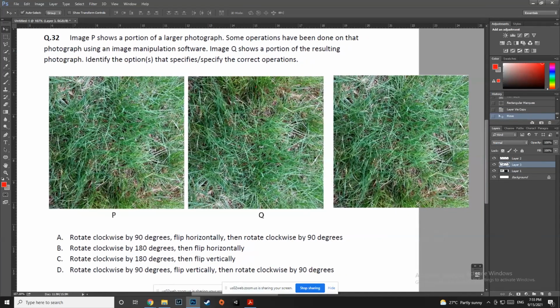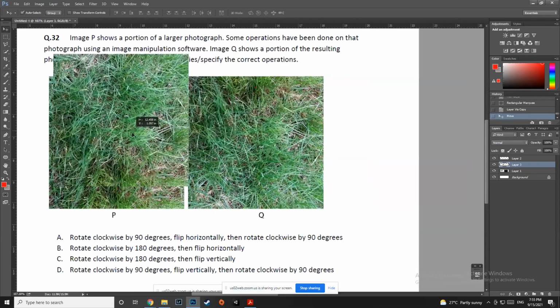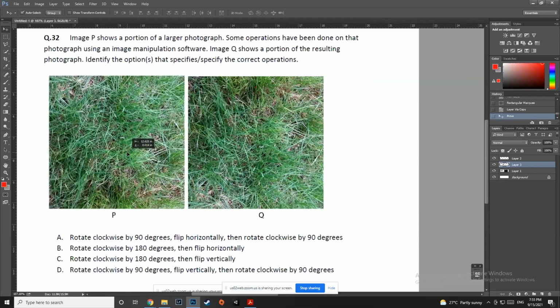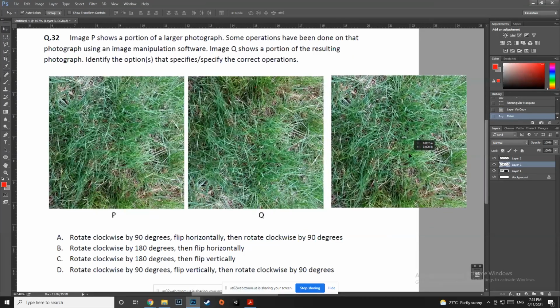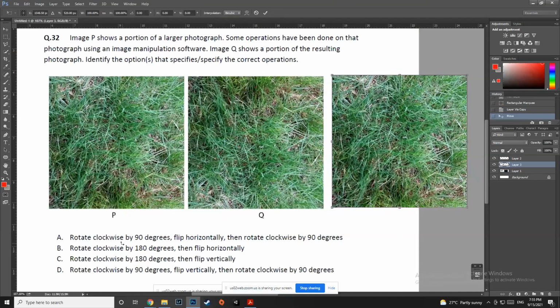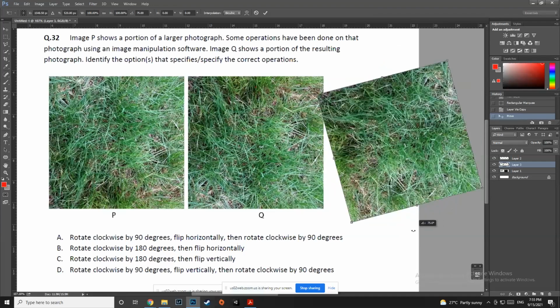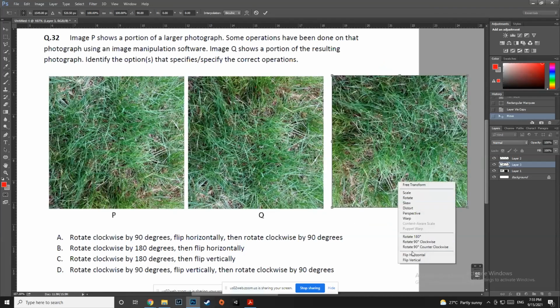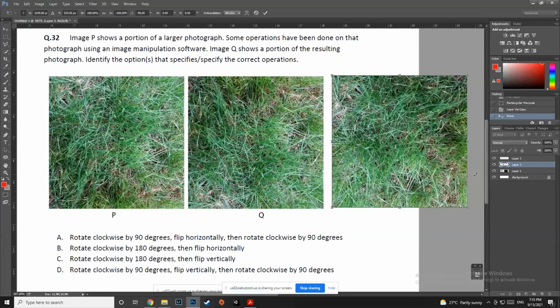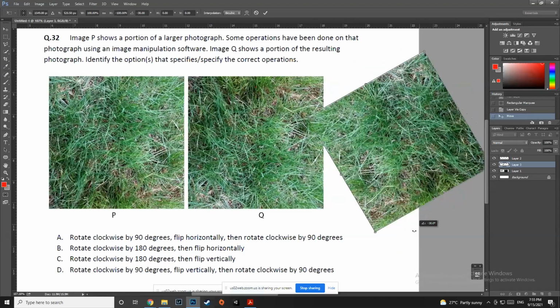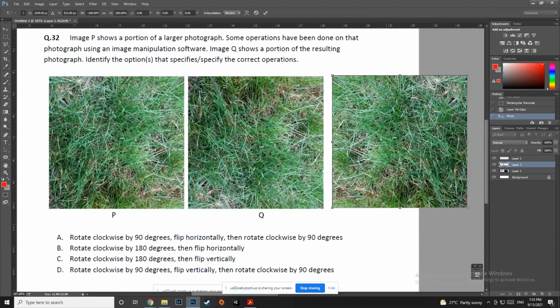Okay. So we have B question mark, we have C question mark. All right. So now, as you can see, I have made a copy of P. Now they're asking, let us look at option A. The option A says rotate this 90 degrees clockwise, flip it horizontally, then again rotate it clockwise 90 degrees. Is this image and image Q, are they same?